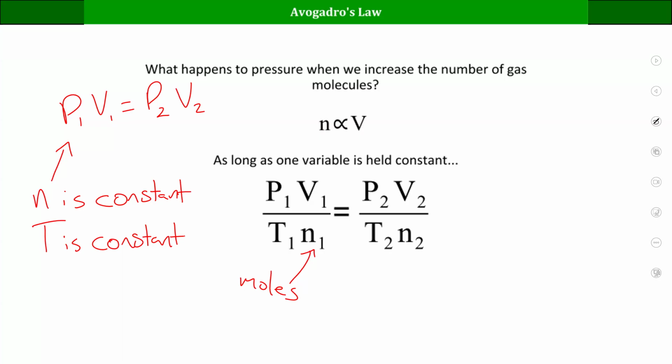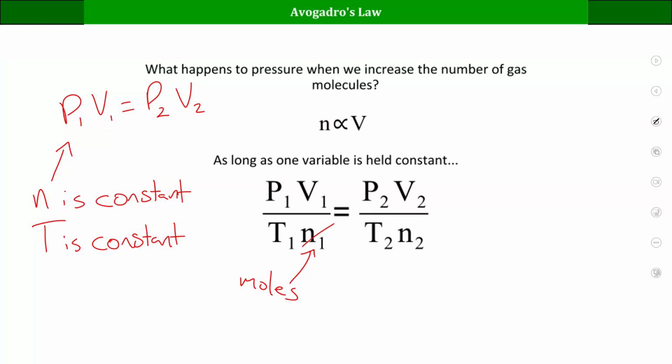How does this get us there? Well, if N's constant on both sides, before and after, if N1 is equal to N2, I can multiply both sides by N and they'll cancel out, right? And if temperature is constant, before and after, if T1 is equal to T2, I can multiply both sides by the temperature and temperature cancels out. So whatever is constant on both sides of the equation, you just cross out that variable.